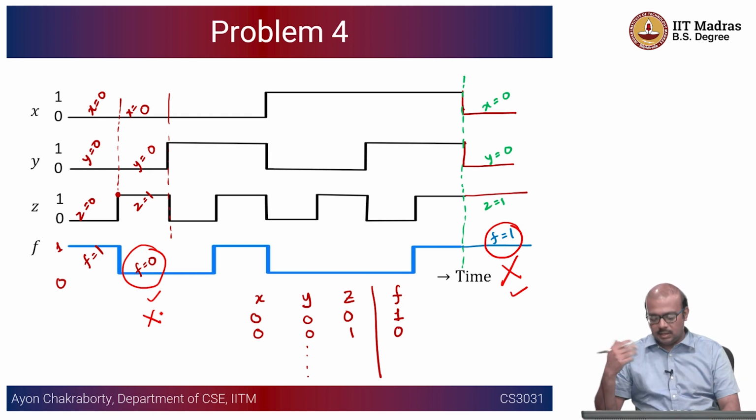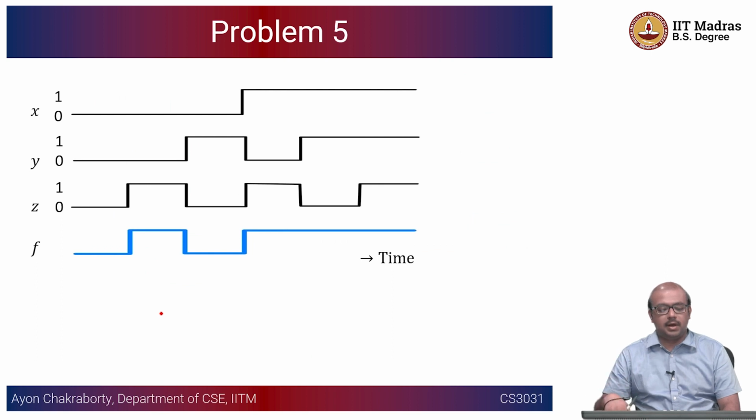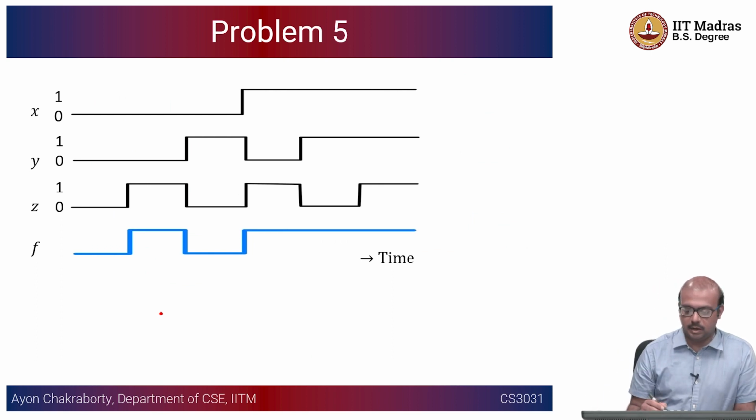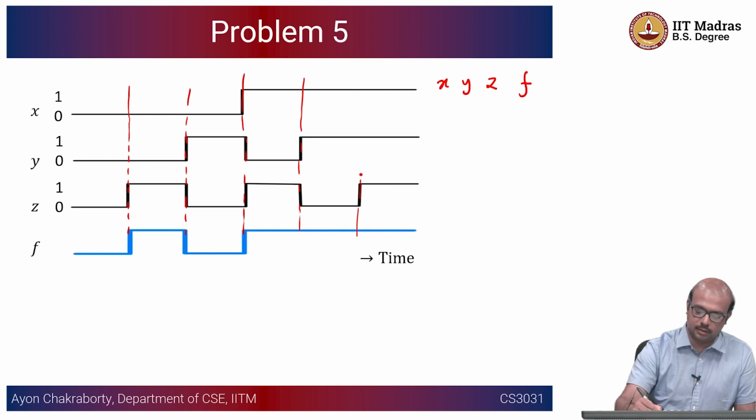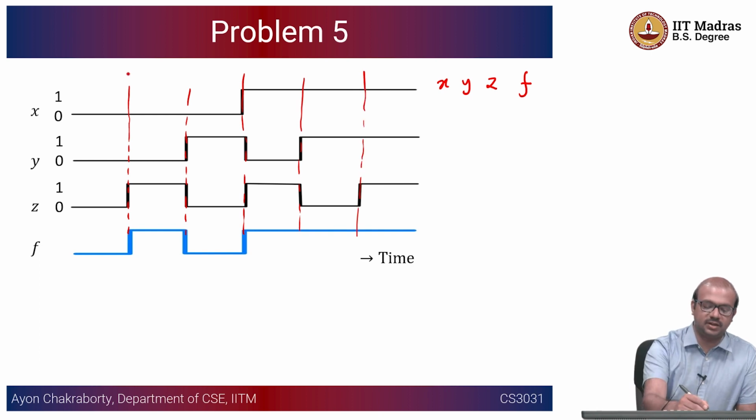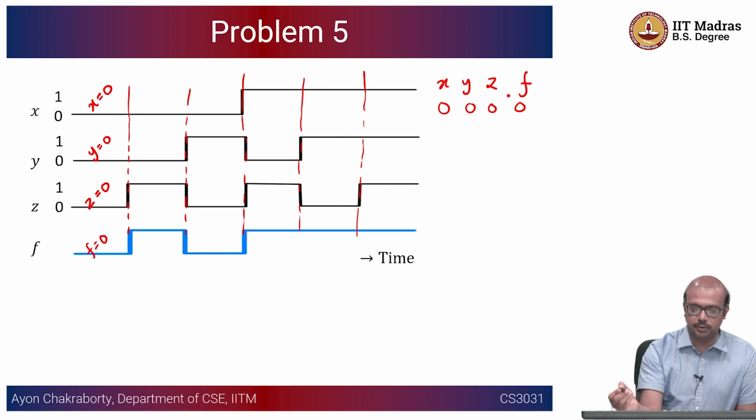This is one thing. The other thing is, let us look at this problem where we want to create a circuit for this. Here also we have these three inputs x, y, z, and I have f. Okay, similar things, chunk it off. So the first chunk is x equal to 0, y equal to 0, z equal to 0, f equal to 0. 0, 0, 0, 0, no issues.